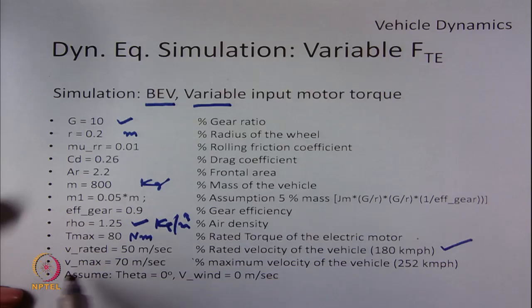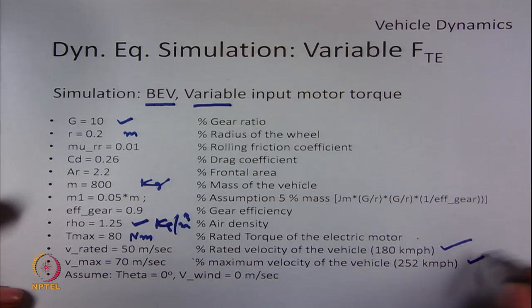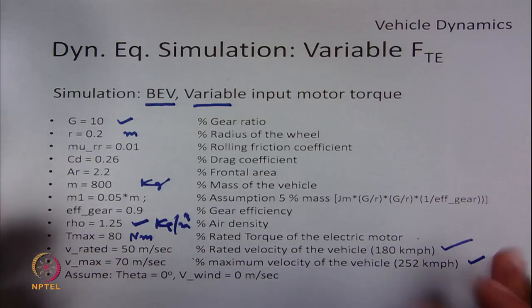Also, let us take the maximum velocity of the vehicle equal to 70 meter per second, which turns out to be 252 kilometer per hour. Also, let us assume the slope is 0 and the wind velocity is also 0 to start with.